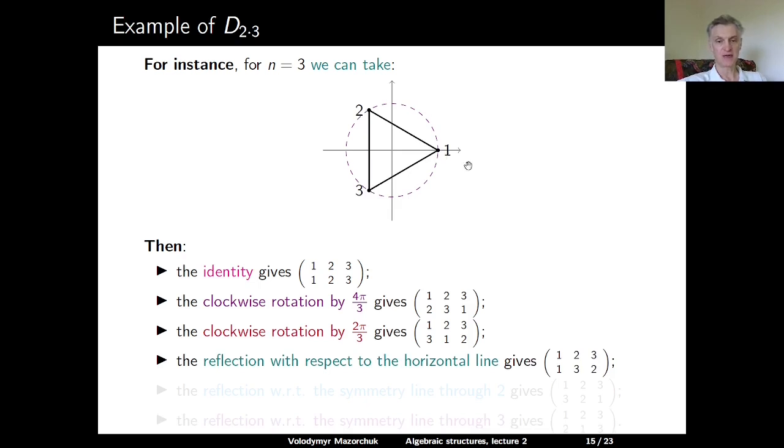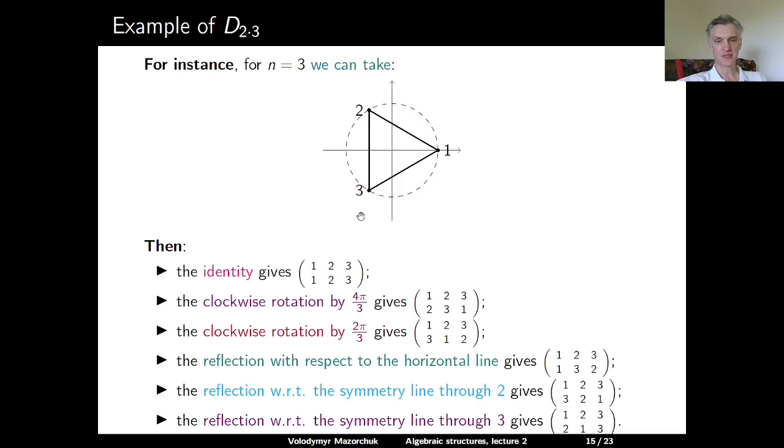The reflection with respect to the horizontal axis fixes 1 and swaps 2 and 3. The reflection with respect to the symmetry line which goes through 2 fixes 2 and swaps 1 and 3. And the reflection with respect to the symmetry line which goes through 3 fixes 3 and swaps 1 and 2. So in this particular case, for n equal to 3, we have that D_2·3 and S_3 both have 6 elements, and we have a bijection between the elements of D_2·3 and the elements of S_3.